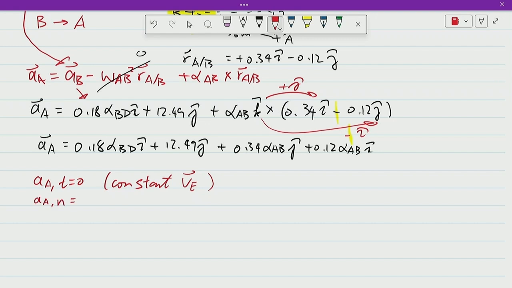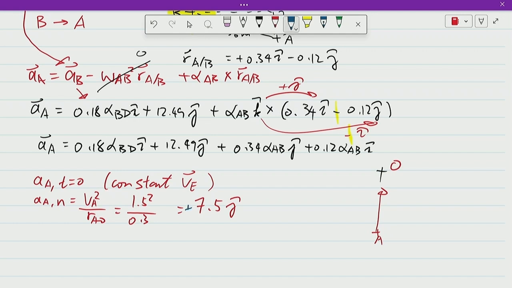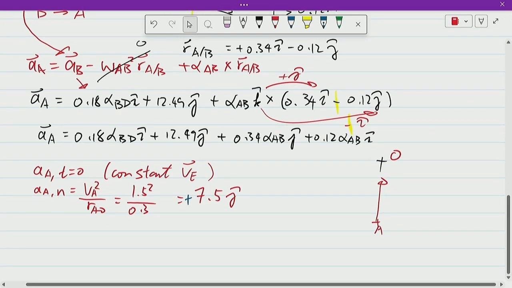The normal acceleration is, however, not 0. But we have everything we need to calculate it, which is equal to 7.5 J. We know it's going to point directly upward because normal acceleration always points towards the center of the rotation. So it's just going to give us positive in the J direction in this case. Questions?